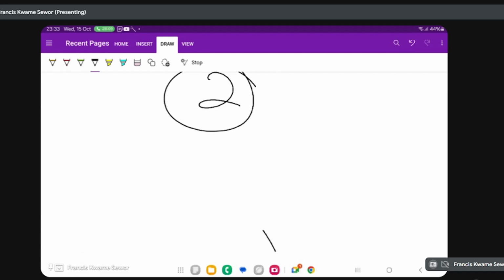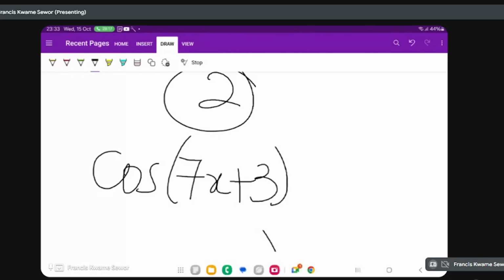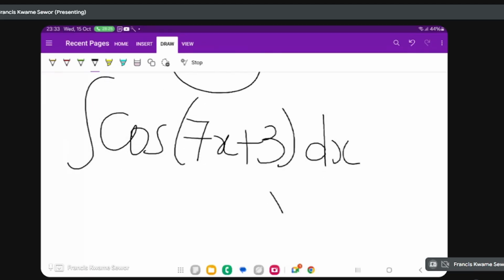It's possible to do the same things for trigonometric functions as well, or exponential functions. So when they give you cos of 7x plus 3 dx, then they ask us to integrate this. Substitution will be possible because the trigonometric function uses the same concept. If you differentiate what you have here, you should have a constant. We are having a constant, right? Yes, that will be 7.